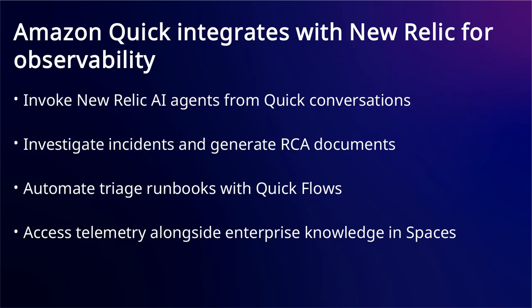You can investigate incidents across observability data and generate root cause analysis documents with evidence links in a single chat exchange. You can automate recurring triage runbooks and escalation workflows using Quick Flows that invoke New Relic AI agents. Quick surfaces responses alongside enterprise knowledge stored in spaces, such as runbooks and architecture documentation, so every answer reflects both live telemetry and organizational context. This integration is available in all AWS regions where Amazon Quick is available.